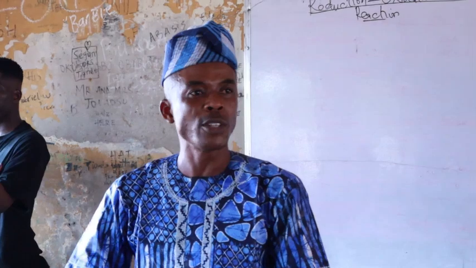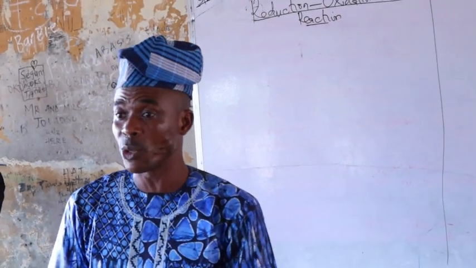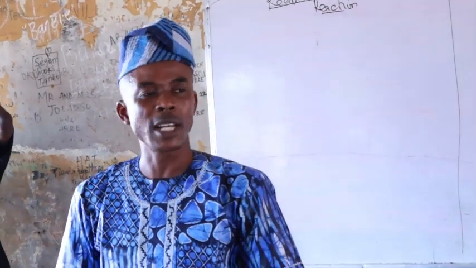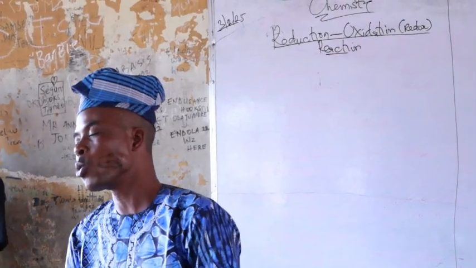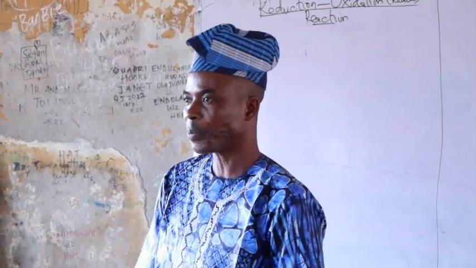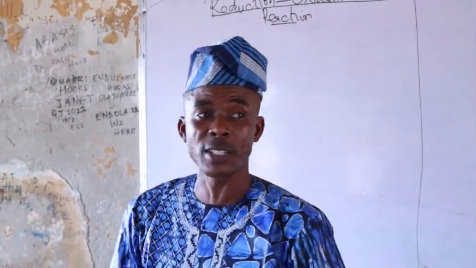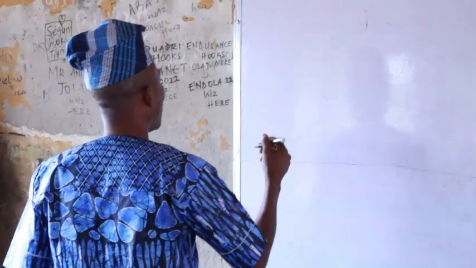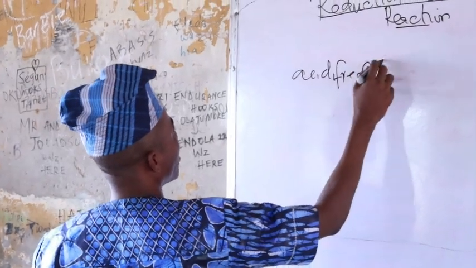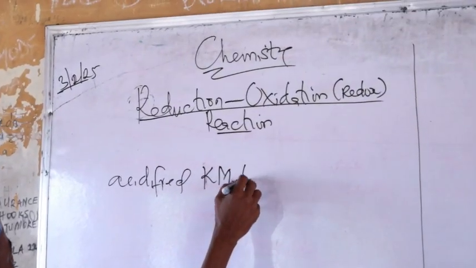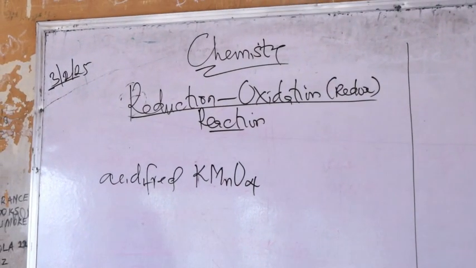For example, if we want to test for an oxidizing agent, we use a reducing agent. And if we want to test for a reducing agent, we use an oxidizing agent. Suppose we suspect the substance to be a reducing agent. What we do is to use common oxidizing agents like acidified KMnO4. Acidified KMnO4 is purple in color.